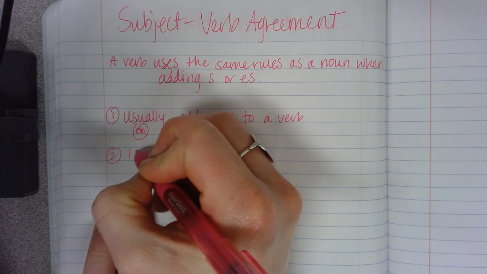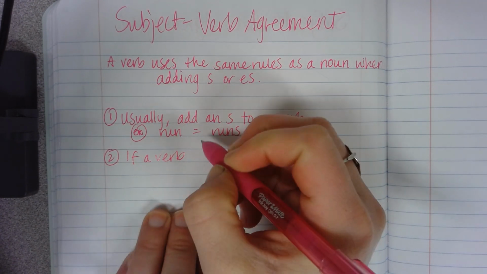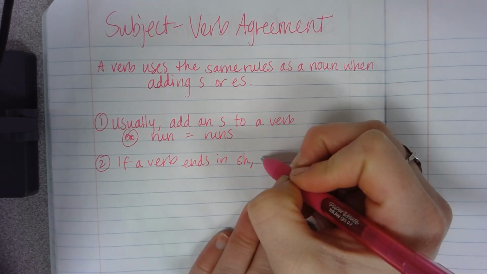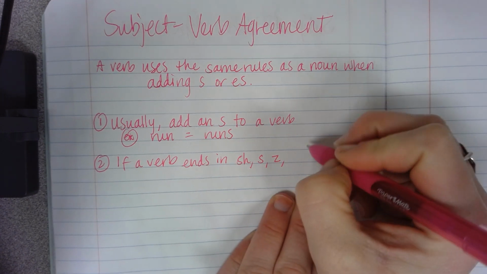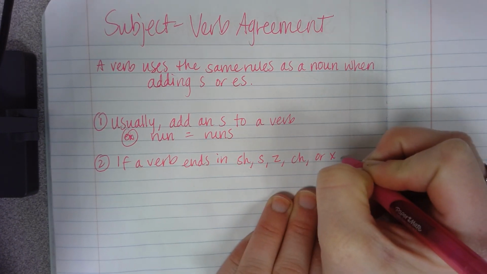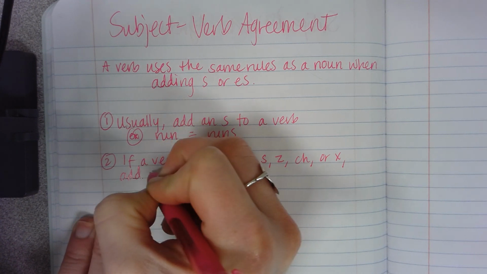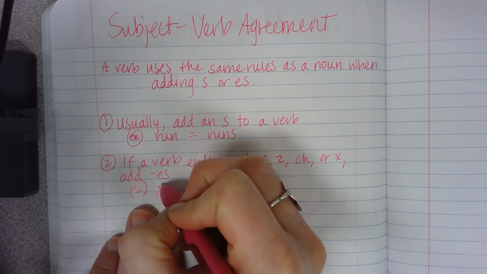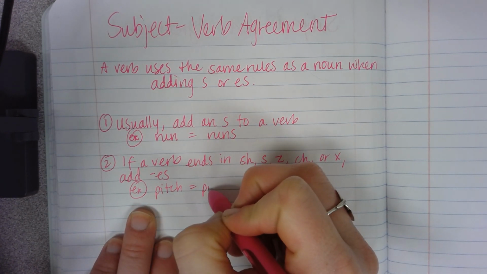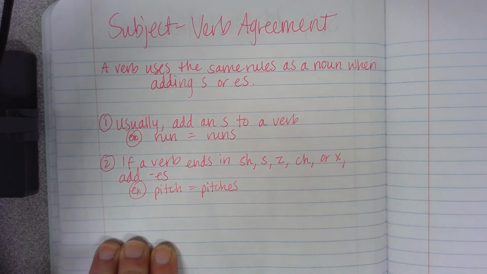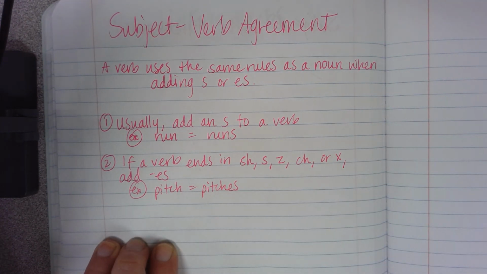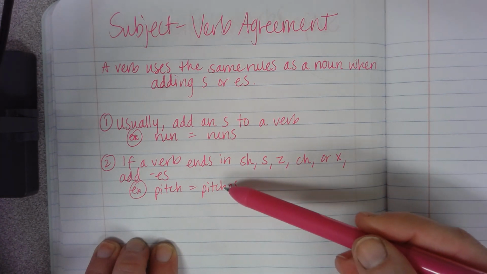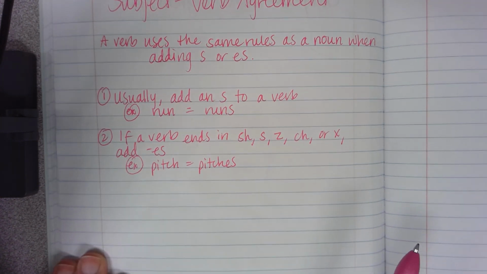If a verb ends in SH, S, Z, CH, or X, you add ES to the end. So an example, pitch would be pitches. And then you can also look at different verb or different noun examples in your noun chart that we had a couple units back, but you would replace those examples with a verb instead of a noun.